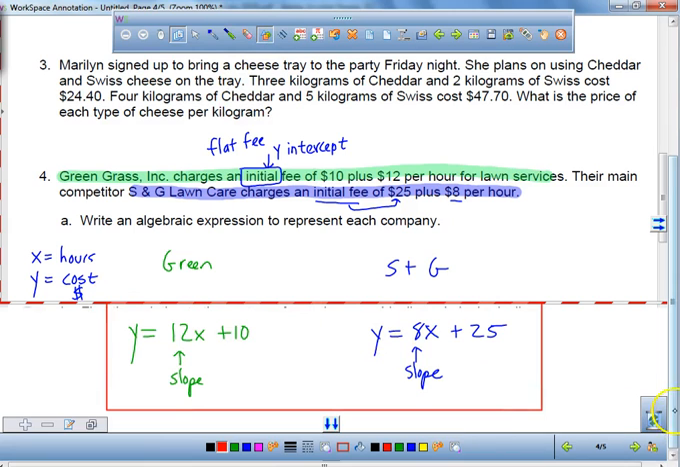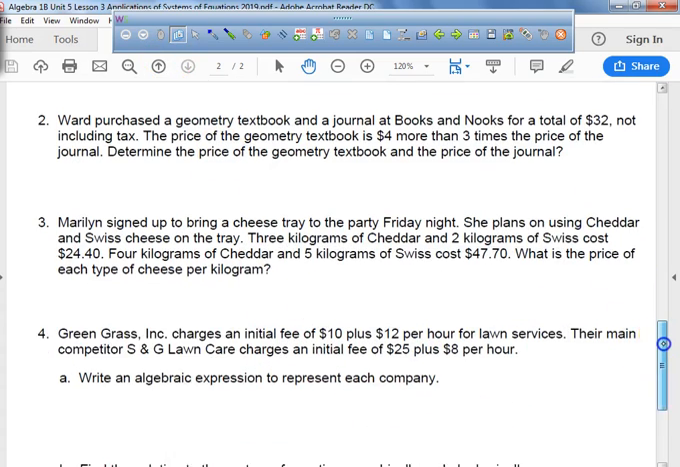Those are our two equations, and that goes in there. It says write an algebraic expression to represent each company. I'm just making sure I'm putting it in the right place. That's one company's cost, that's the green. That's Green Grass Incorporated's cost, that's their function for cost. This is their function for cost. All right. So now we're going to go down to the next one.